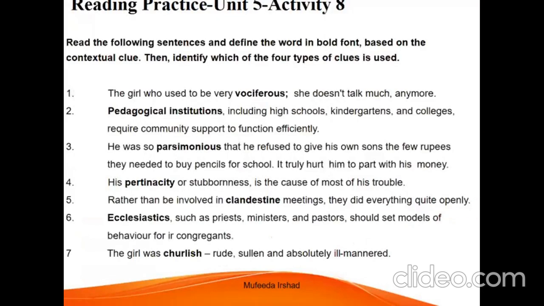This activity is also from the course manual. Read the following sentences and define the word in bold font based on the contextual clues. These are the words in bold font. Then identify which of the 4 types of clues is used. Please log in to LMS and try out these activities. The answers to the activities will be discussed later.